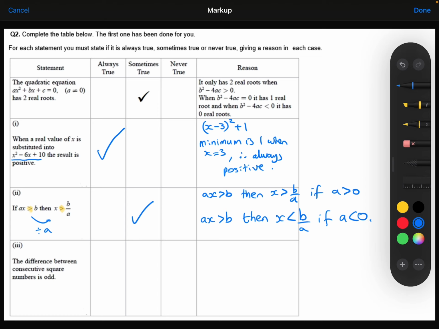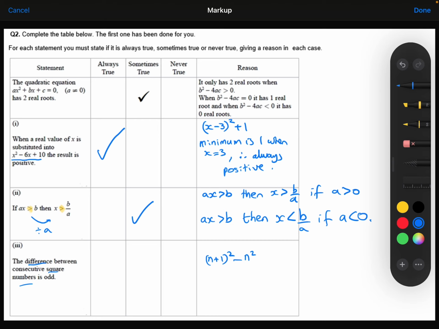And part 3, the difference between consecutive square numbers is odd. So consecutive square numbers. So my consecutive square numbers are n squared and n plus 1 squared. And we're talking about the difference between them. So I want to take those away. I want to do the big one, take away the small one. So I'm going to do the n plus 1 all squared, take away the n squared.